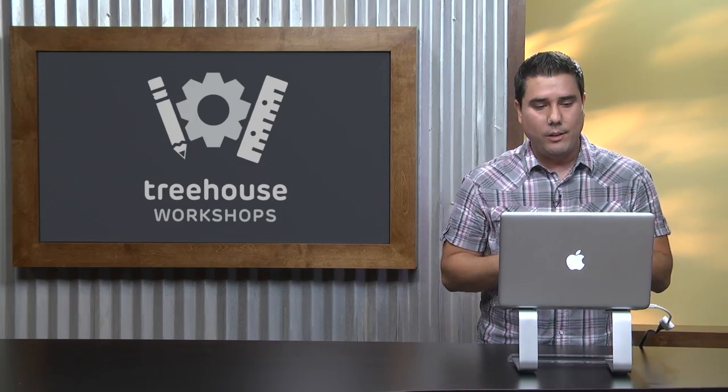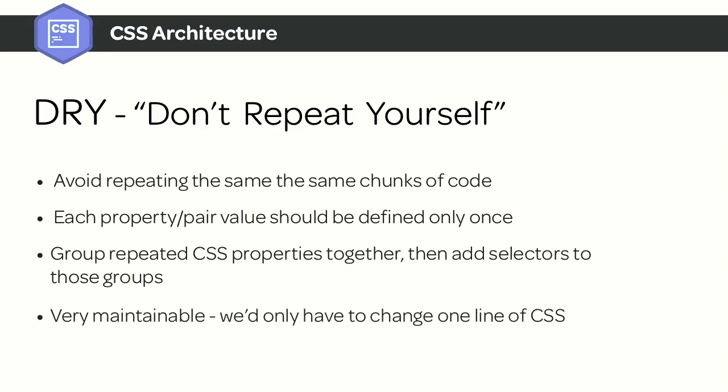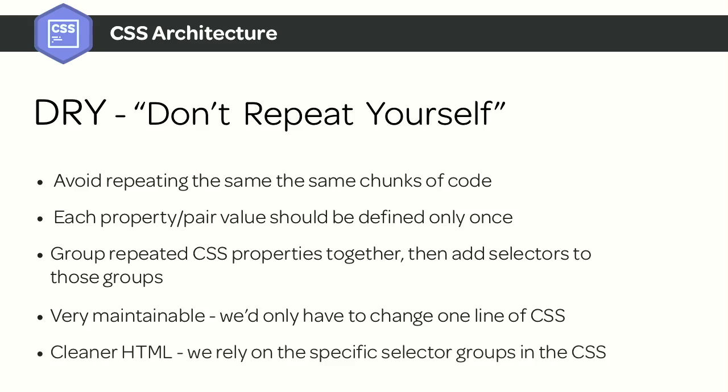Now, the idea with DRY is to group these repeated CSS properties together into one rule, then add selectors to those groups if they share the same property. That way, our CSS is more maintainable, and we'd only have to change one line of CSS, which results in a cleaner HTML file, and we only rely on those specific selector groups in the CSS.